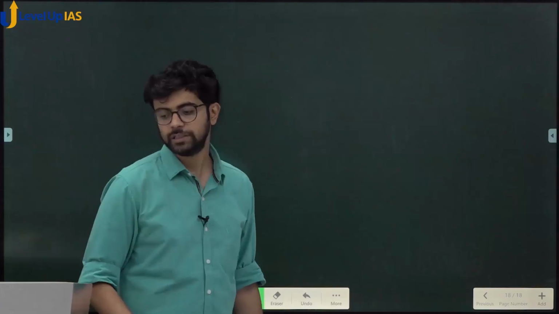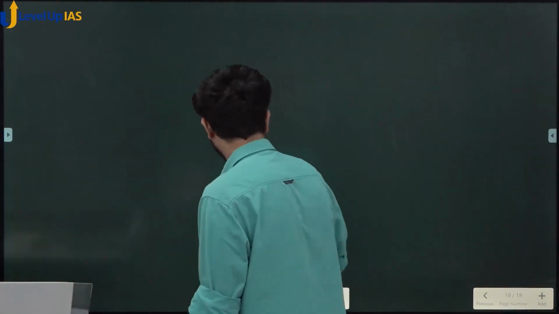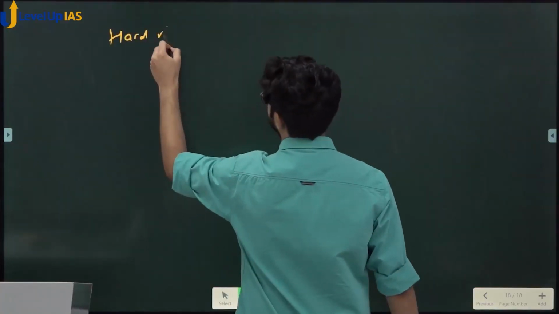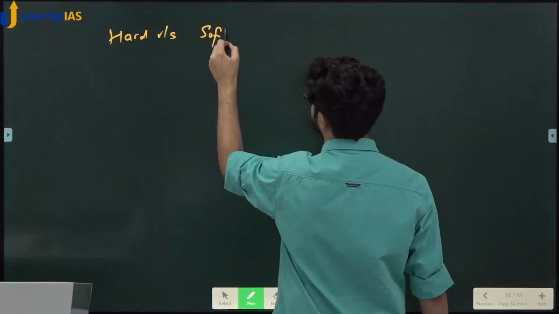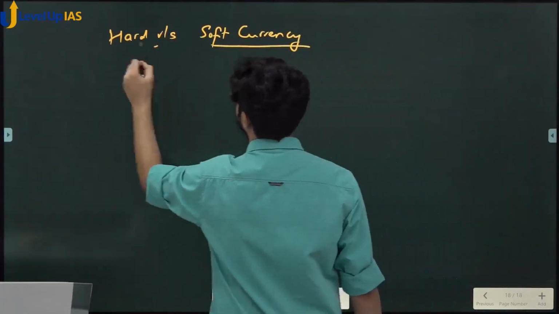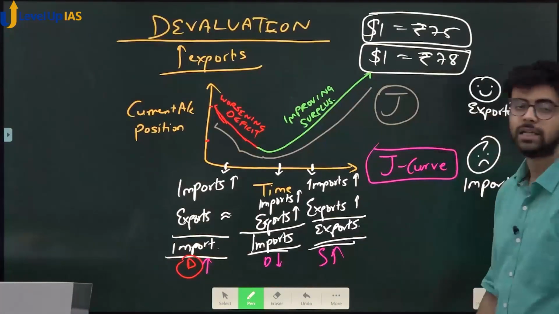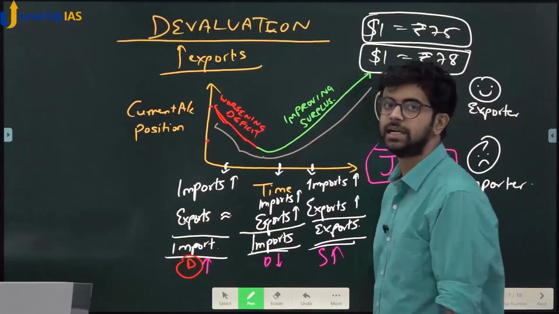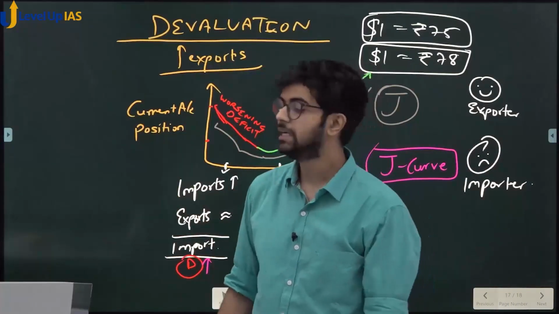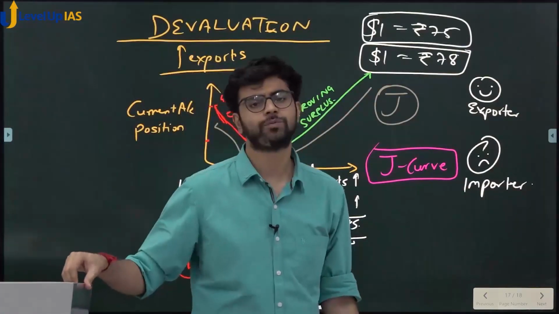Right? Now we speak about something. We speak about hard versus soft currency. Before that, it is always suggested that artificial devaluation, or rather devaluation, should not be resorted to by countries.